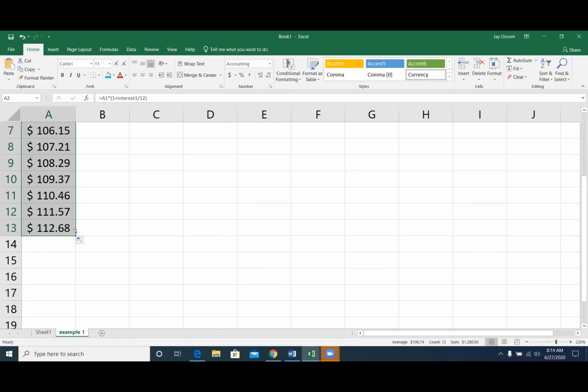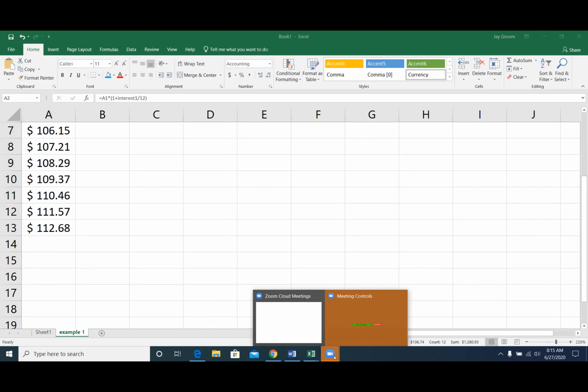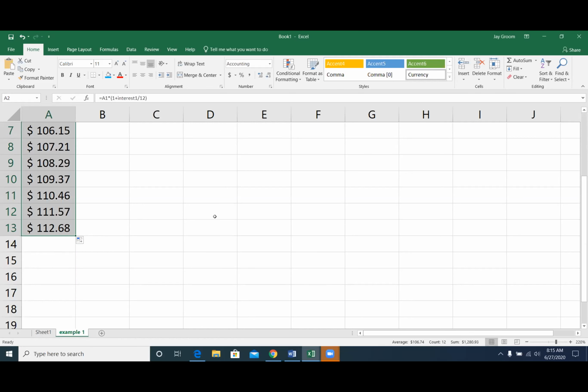Notice at the end of the year, we have $12 more. We actually have $12.68. If it was truly 12% interest paid once a year, I would have only $112. That extra 68 cents comes about because I get a little bit extra added to my account every month. That's something to think about when you're doing these.